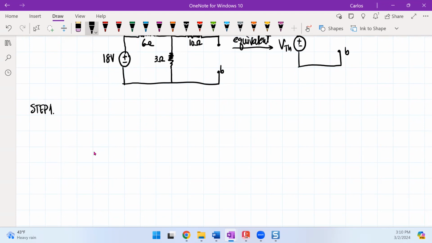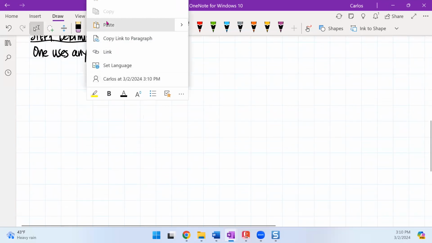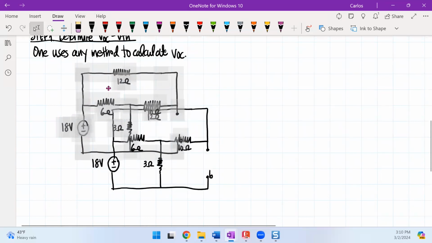Step 1. Determine VOC, which is the same as VTH. So here, one uses any method to calculate VOC. So when I look at the circuit, if I'm thinking voltages, so here's my circuit right here.